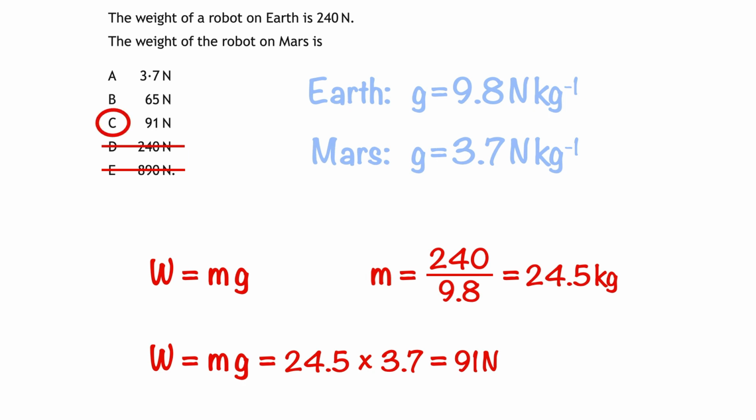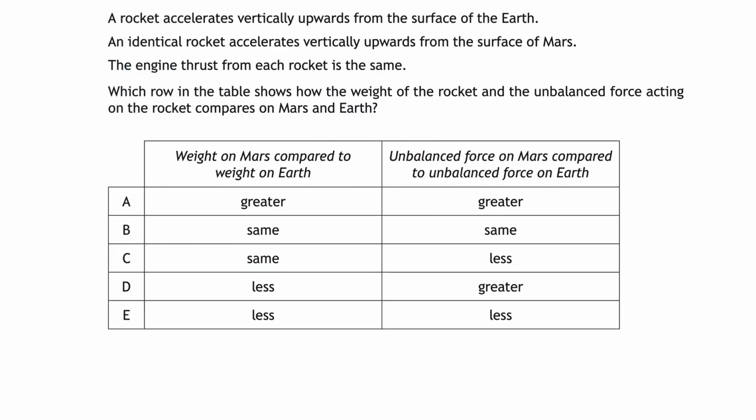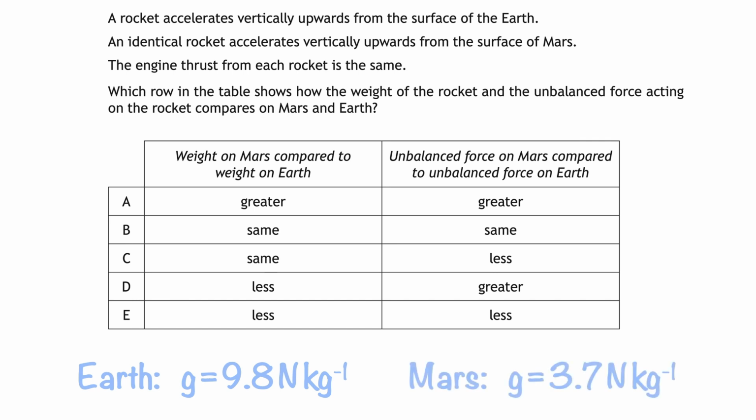Next up, another question involving Earth and Mars. A rocket accelerates vertically upwards from the surface of the Earth. An identical rocket accelerates vertically upwards from the surface of Mars. The engine thrust from each rocket is the same. Which row in the table shows how the weight of the rocket and the unbalanced force acting on the rocket compares on Mars and Earth? So it'll help to remind ourselves that the gravitational field strength on Earth is 9.8 newtons per kilogram, and on Mars it's 3.7 newtons per kilogram.